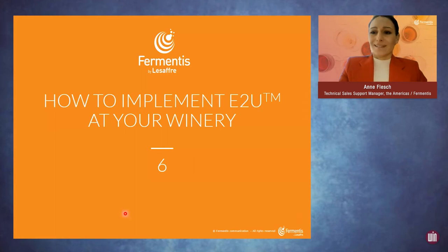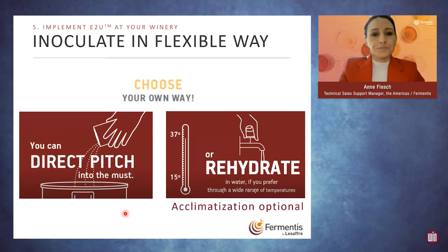So now let's talk about implementation and what are the different ways you can simplify the use of yeast with easy to use at your winery. So we are back to this slide. I said you could do it in a flexible way. Rehydrate in water between 15 and 37. You can add an acclimatization, or you can go and do some direct pitching. And I have many recommendations here for direct pitching.